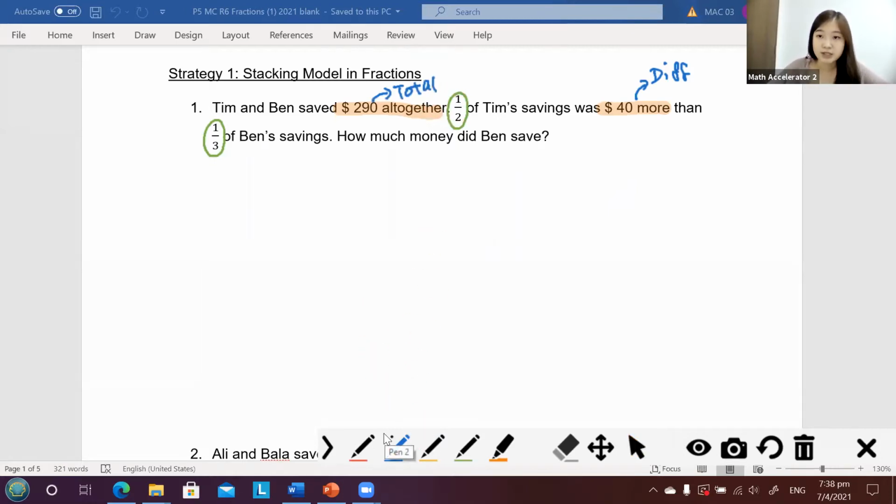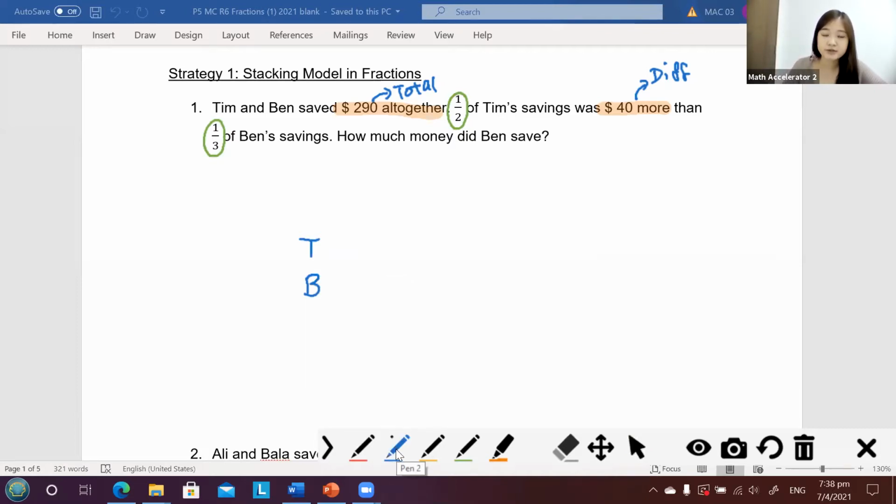Okay, so first you must recognize what type of question it is. Then the first step we're going to do is draw the model for one of each first, for Tim and Ben. So draw your model. We have Tim and Ben. Leave some space at the top here, because we'll be stacking the model up. So leave some space on top, and label T for Tim and B for Ben.